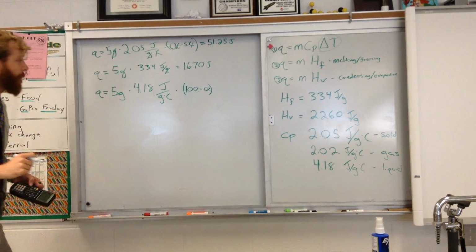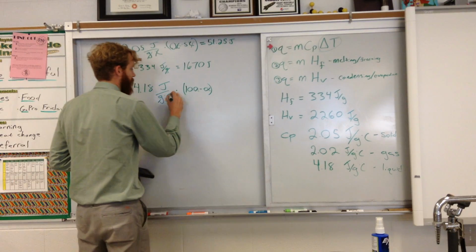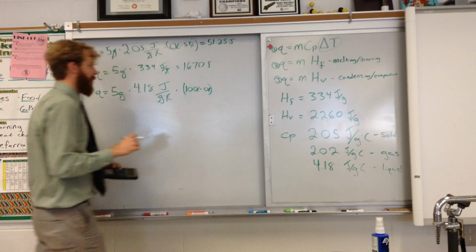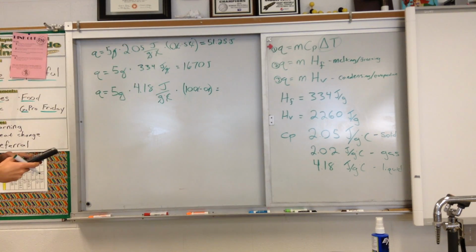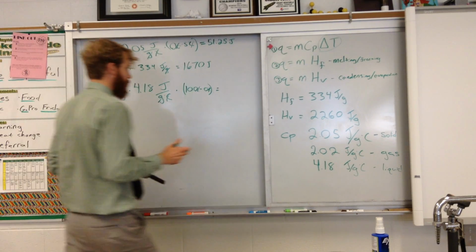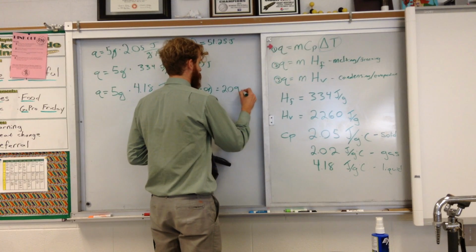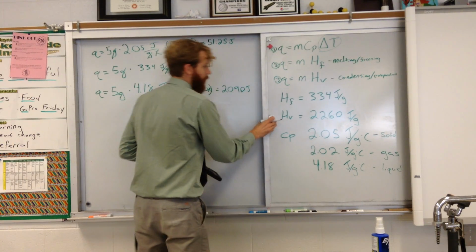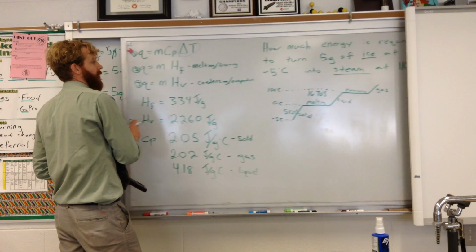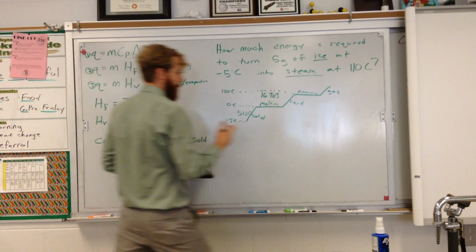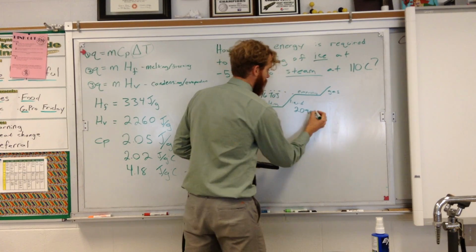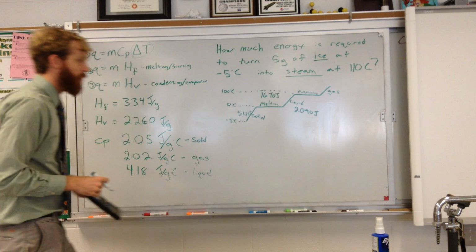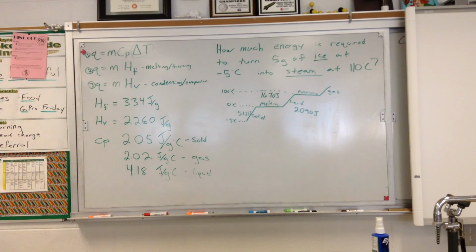Sorry, I forgot my units on that one. Grams cancel out. Degrees Celsius cancel out. We're left with joules. We're good to go. Plug it into our calculator: 5 times 4.18 times 100, and we get 2,090 joules. So that's how much energy was required to heat the liquid up. Still not done. 2 more steps. Now we have to talk about the 5 grams evaporating.